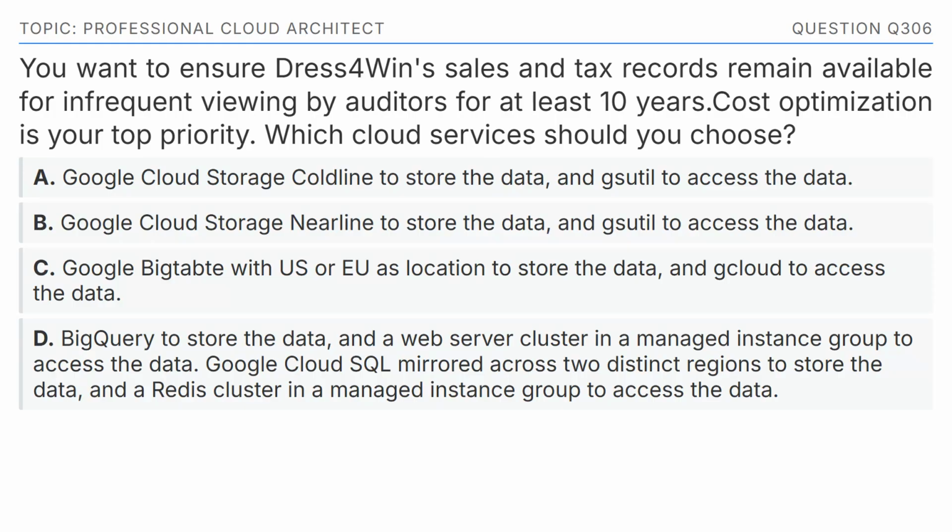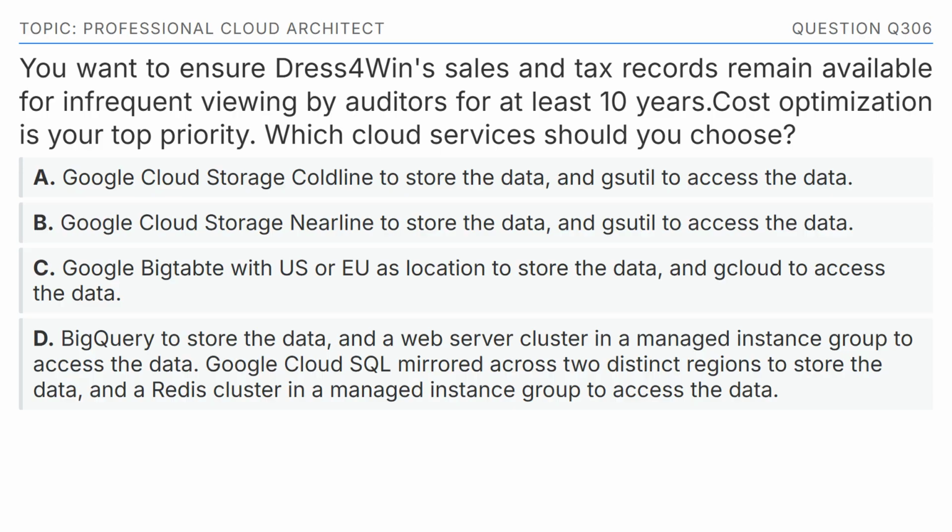You want to ensure Dress4Win sales and tax records remain available for infrequent viewing by auditors for at least 10 years. Cost optimization is your top priority. Which cloud services should you choose? The options are: Option A, Google Cloud Storage Coldline to store the data, and BigQuery to access the data. Option B, Google Cloud Storage Nearline to store the data, and BigQuery to access the data.